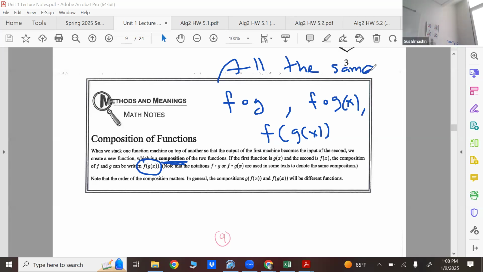That's all it is. When you have f and g with a little circle in between, or f, a little circle, g of x, or if you have it like this, which I think is better because you're seeing that g of x is going into f. They're all the same. All I'm really teaching you guys is notational fluency, so you don't get confused and move on to pre-calculus.